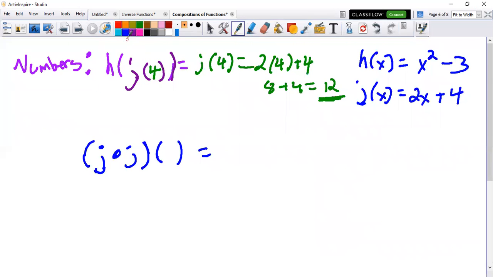All right, so let me switch colors here. Oh, I switched colors. Come on. Hit that blue.